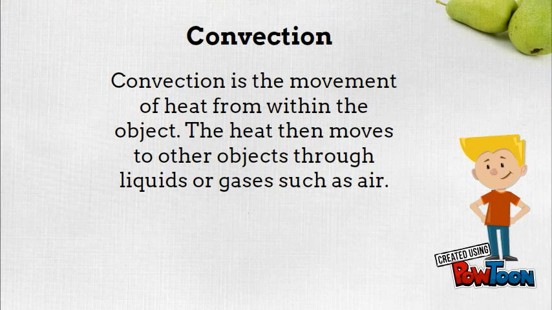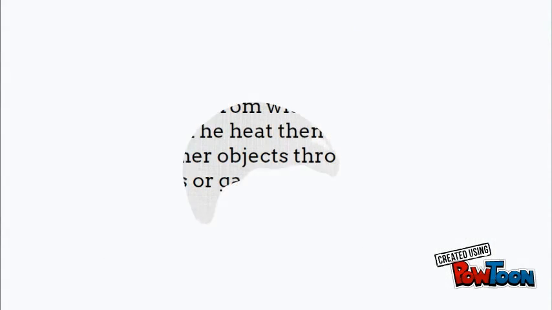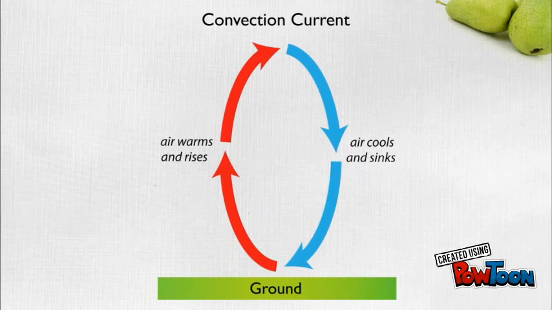The heat then moves to other objects through liquids or gases, such as air. This diagram shows how a convection current moves. Firstly, it starts from the ground and the hot air rises. As it cools down, it slowly sinks back to the ground.